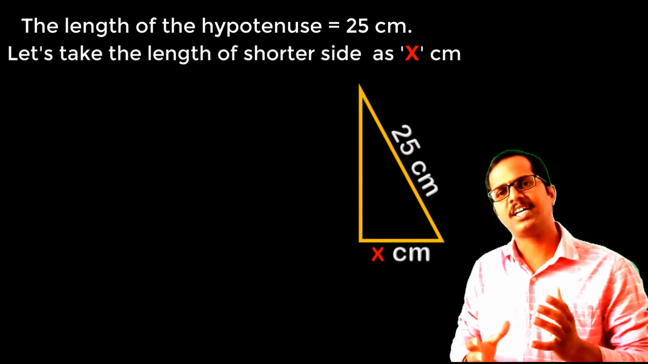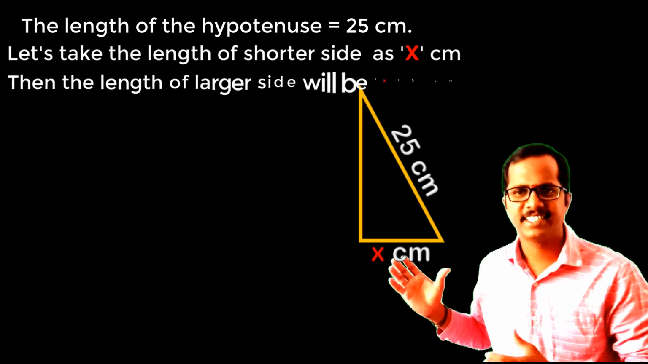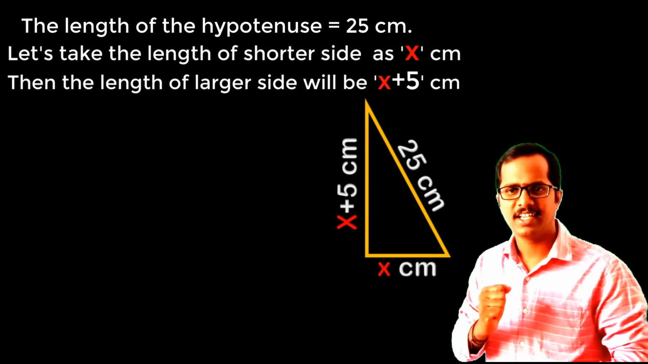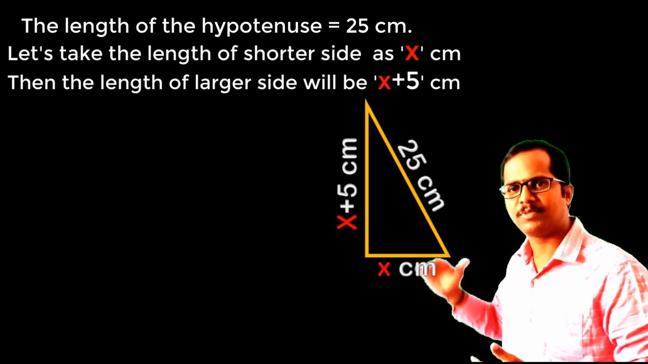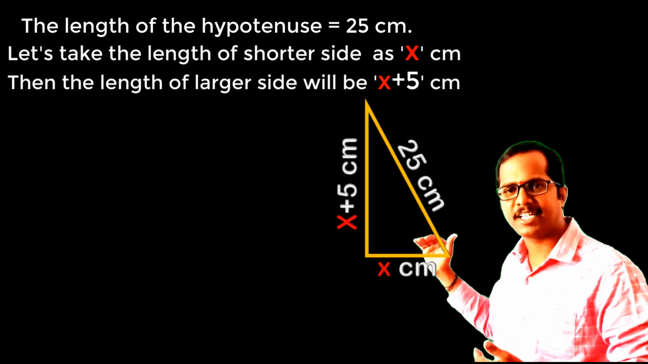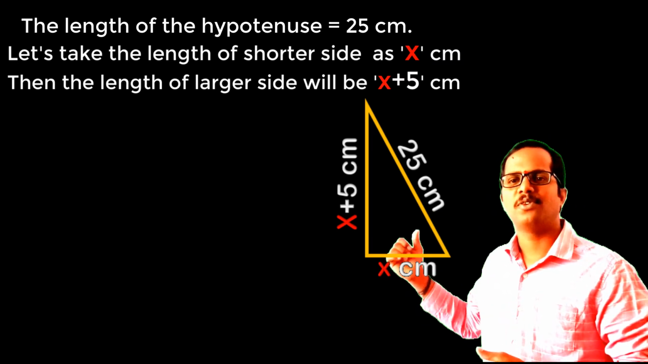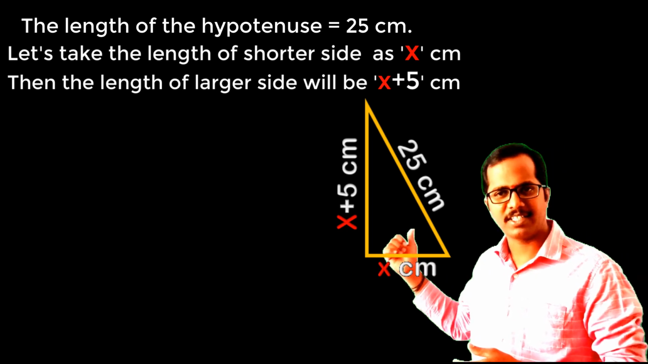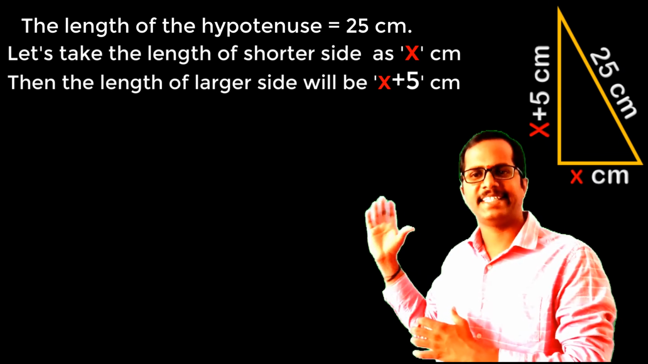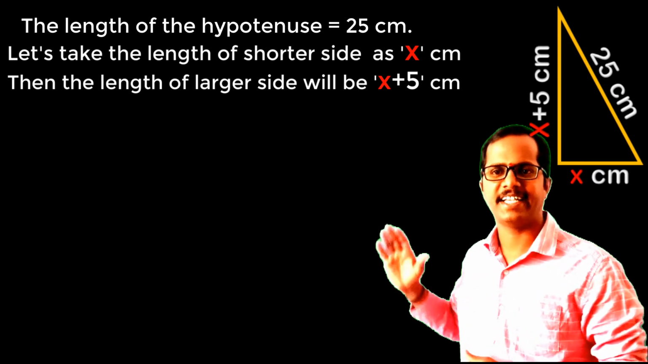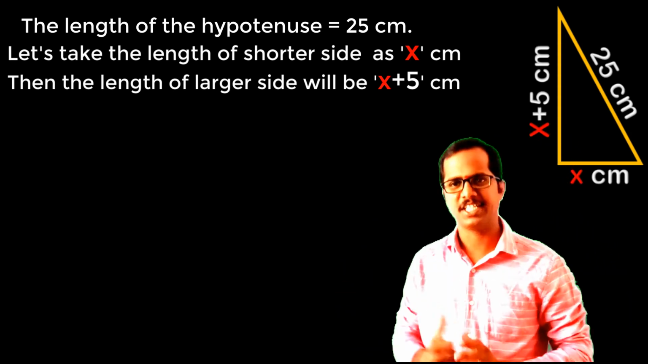Now can we tell what is the length of the larger side using this variable x? Very good. It is x plus 5 centimeters. Why? Because the difference between these two sides is 5 centimeters. So therefore, if the smaller side is x, then the larger side must be 5 centimeters more than the smaller side. So you can write the length of the larger side as x plus 5. And now we have the smaller side as x, the larger side as x plus 5 centimeters, and the hypotenuse is given as 25 centimeters.